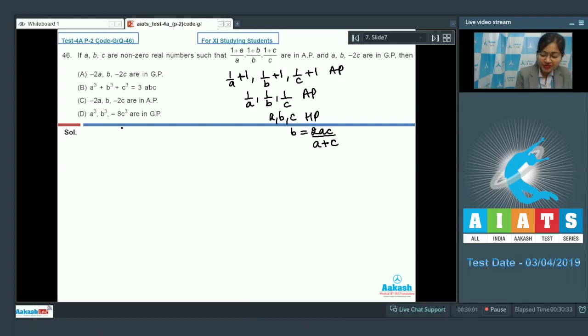Secondly, it has also been given that A, B and minus 2C are in GP. So it means that B square is equal to A into minus 2C, that is minus 2AC. This is the second relation between A, B, C.